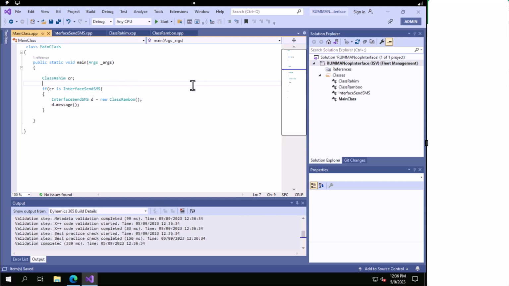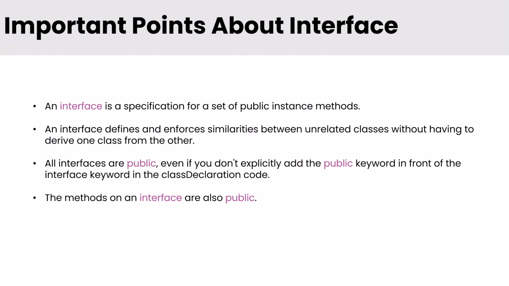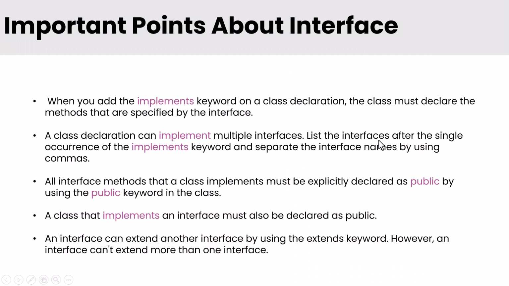So now the implementation and the coding section is over. Now I'll tell you some important points about the interface, whatever we just have done. We already covered these points. Now we'll show a few other important things. When you add the implements keyword on a class declaration, the class must declare methods that are specified by the interface. We already talked about that, whatever methods are there, you have to implement.